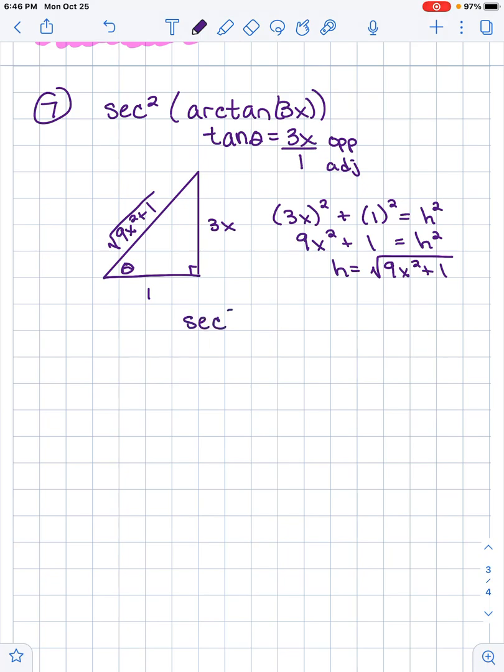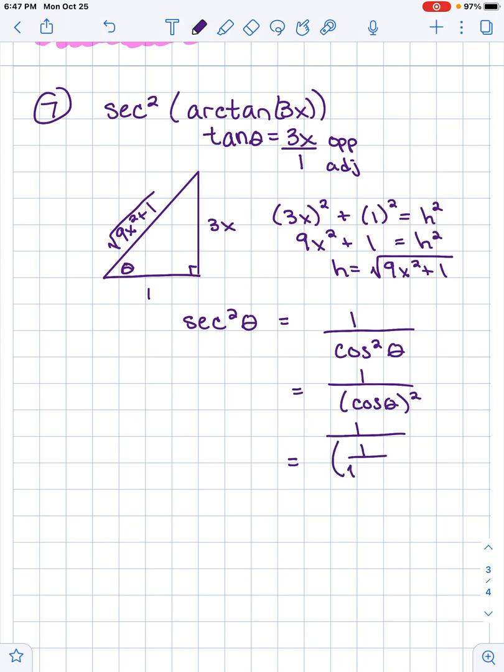All right, the question is saying now, what is secant squared of that angle? Because of what we just talked about before, we know that's also the same as saying 1 divided by the cosine squared of that angle. And an even different way of thinking about that is 1 divided by, find the cosine of that, and then square it. So let's find the cosine of this triangle. The cosine is adjacent over hypotenuse. So we've got 1 over the square root of 9x squared plus 1. And then we'll square that.